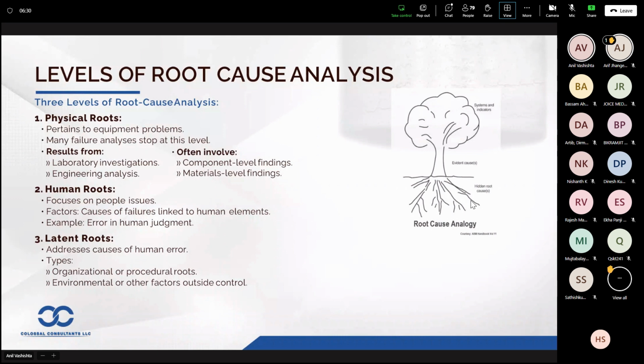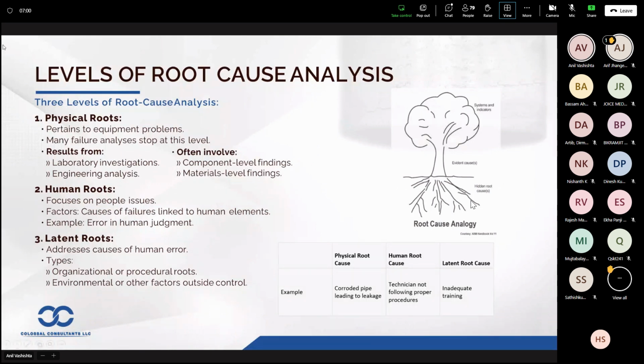procedural roots, something related to the procedures not followed properly, or it can be because of factors outside the control. For example, stresses an operator is having at a personal level, which is affecting his operations. So this is an example. For example, the physical root cause is a corroded pipe leading to leakage.